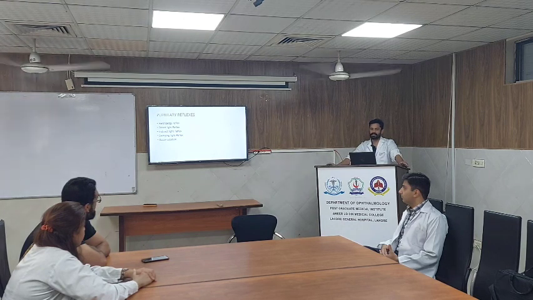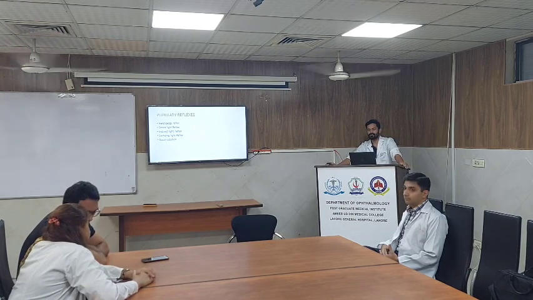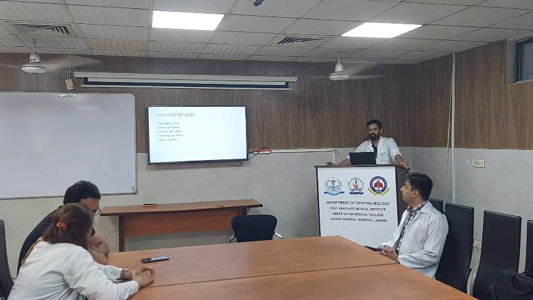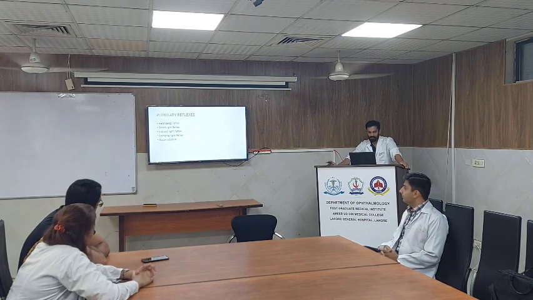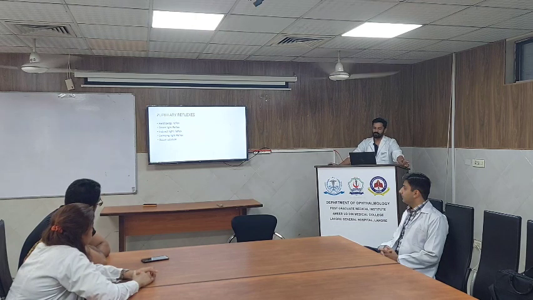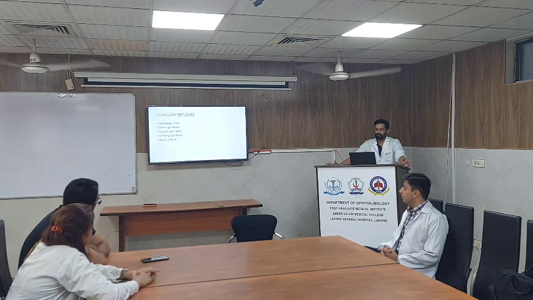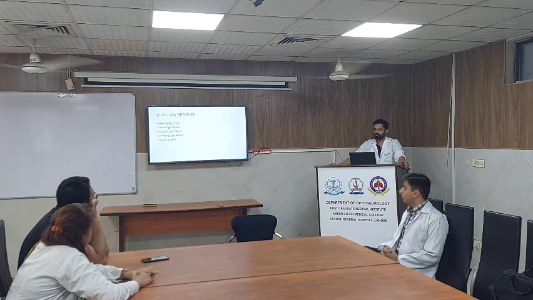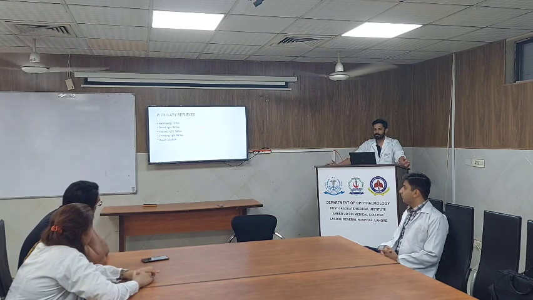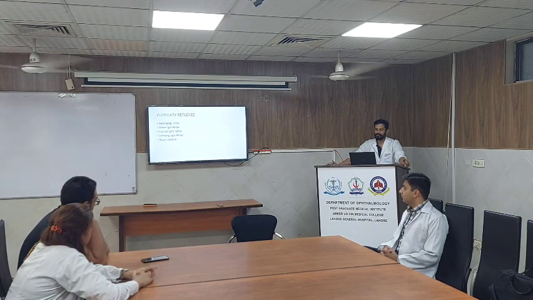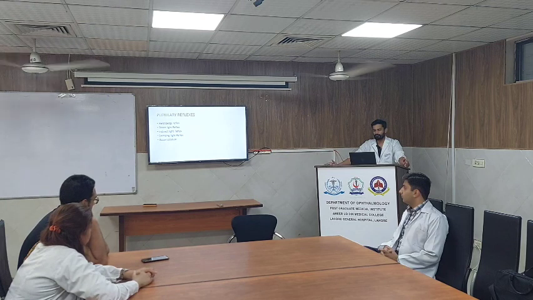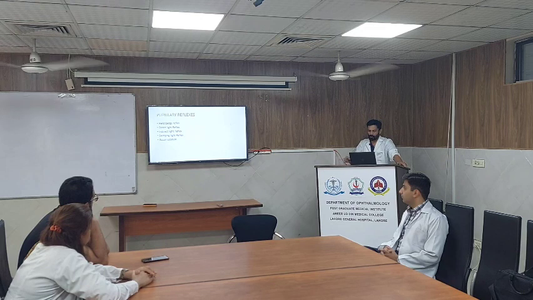Then comes the direct light reflex, indirect light reflex and swinging light reflex. These reflexes are important to see if the Hirschberg test is giving the true positive value or it is false positive value, as if the pupil is dilated, this may cause misinterpretation or a false negative result. This is also important to see if there are other causes of the ptosis like Horner syndrome and all that. Then comes the accommodation.